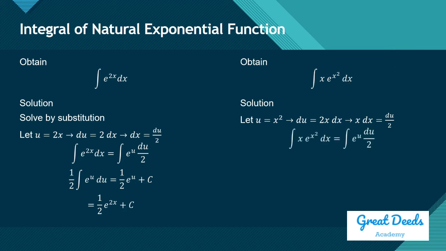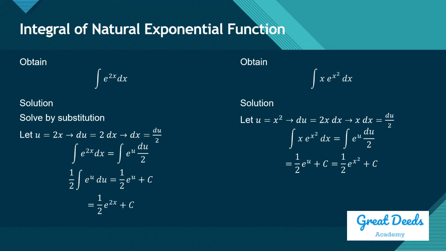Now there you have it. The integral of x times e raised to x squared dx after substitution is just equal to this. And that is now easy to integrate. We move out 1/2 outside the integral sign. The integral of e to the u du is just e to the u. And so this is equal to 1/2 times e to the x squared plus c.